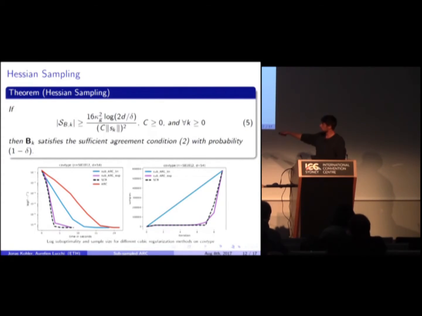And the performance is also comparable, but what's really nice is that you don't need to tune any parameters. So for the exponential one, I had to know more or less how many iterations it was going to take. And our method just does everything automatically.